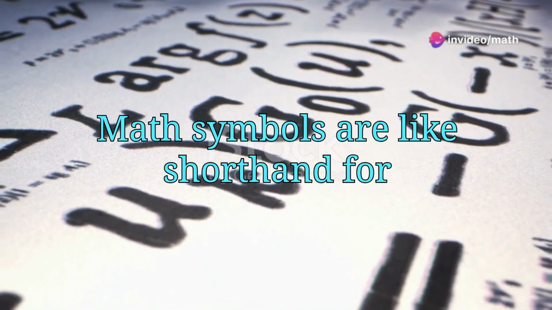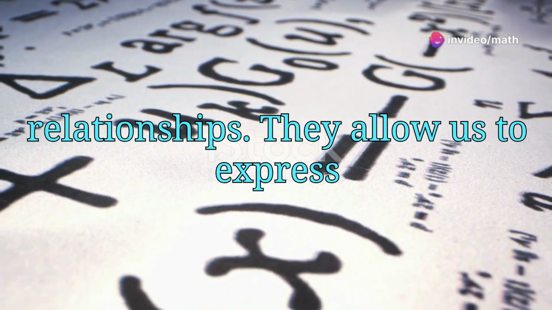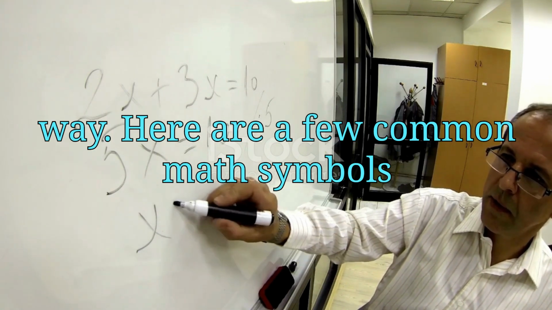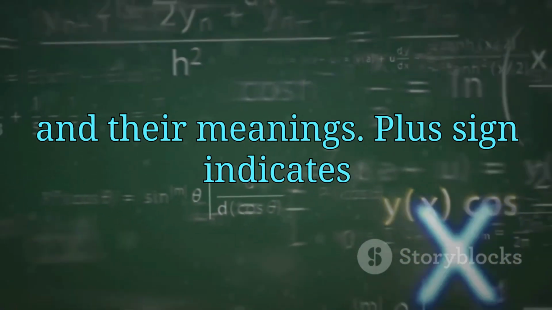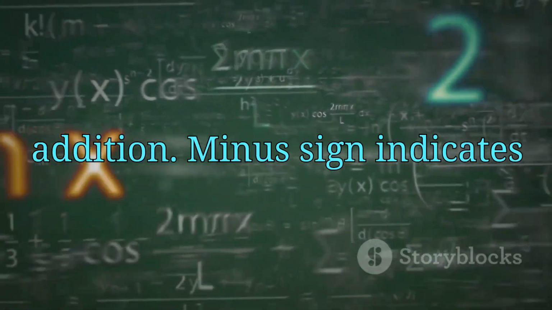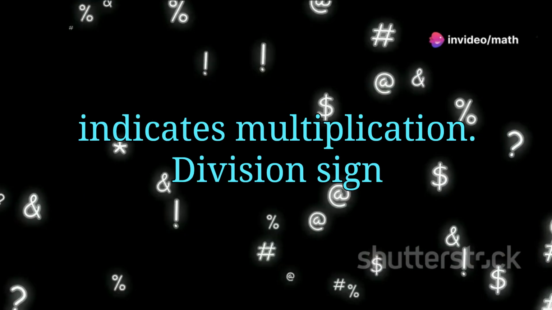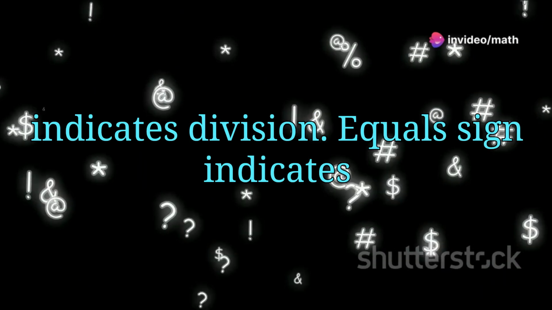Math symbols are like shorthand for mathematical operations and relationships. They allow us to express complex ideas in a concise and efficient way. Here are a few common math symbols and their meanings. Plus sign indicates addition. Minus sign indicates subtraction. Multiplication sign indicates multiplication. Division sign indicates division.